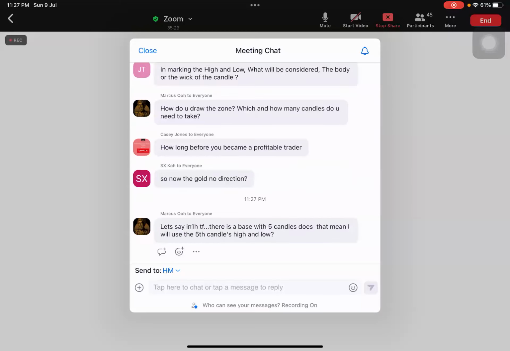Let's say in the H1 hour time frame, there is a base with 5 candles. Does that mean I will use the 5 candles' high and low? What do you mean, a base with 5 candles? It doesn't matter on the high and low. You have to break out the demand or supply zones.